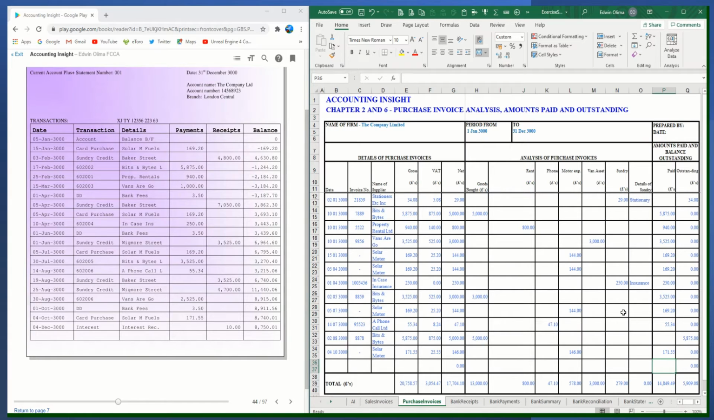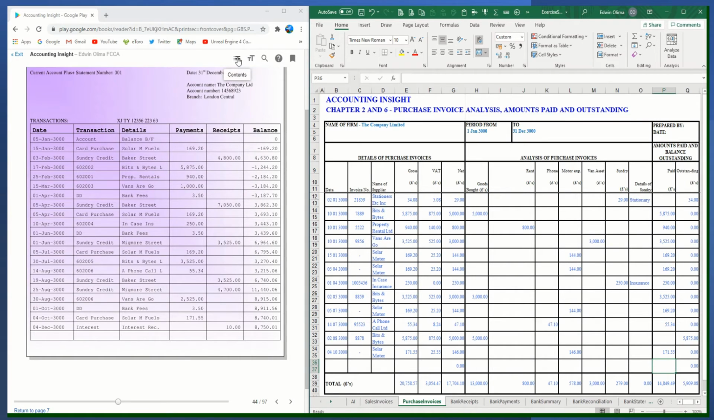Okay, so if your boss came to ask you how much do we owe our suppliers, you quickly come to this sheet and say, yeah, we owe them £5,909.08, and you've got the workings and proof for it.